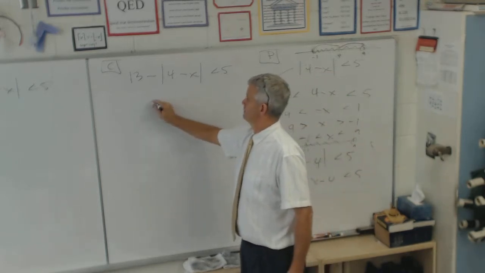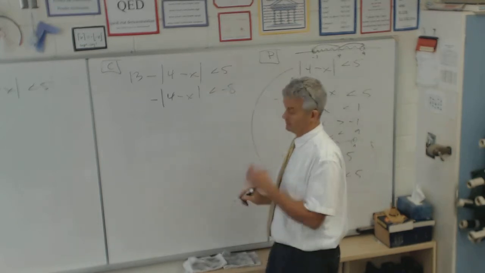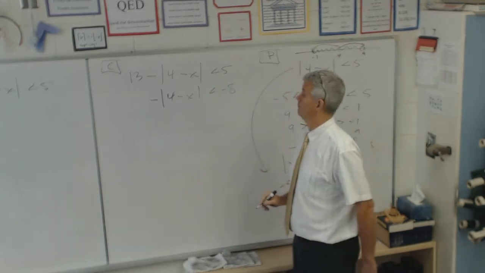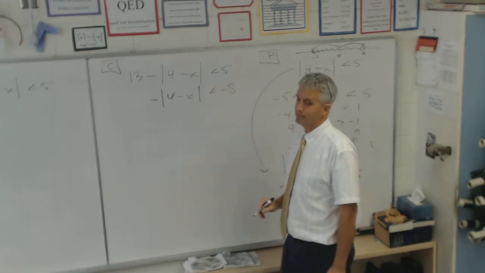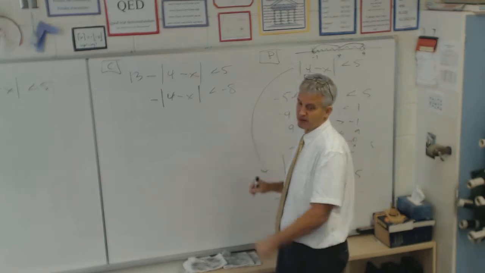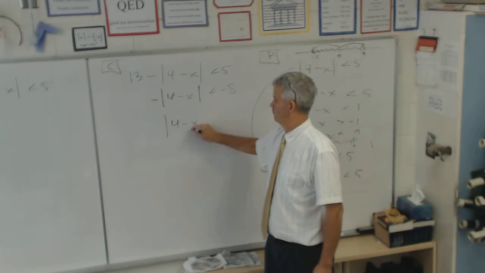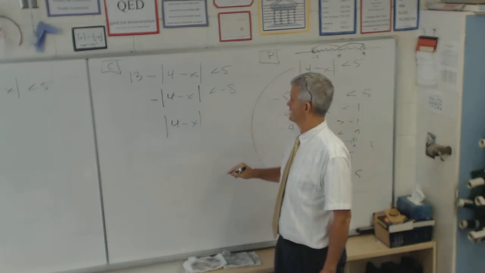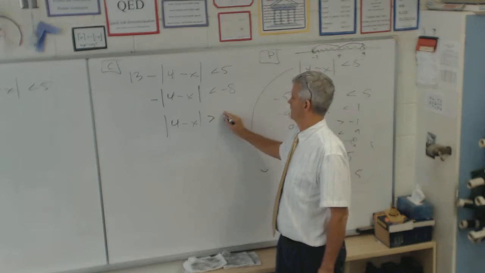Alright, it says subtract 13 from each side. Alright, then you'd multiply both sides by -1, and we get the absolute value of 4 minus x is greater than 8.